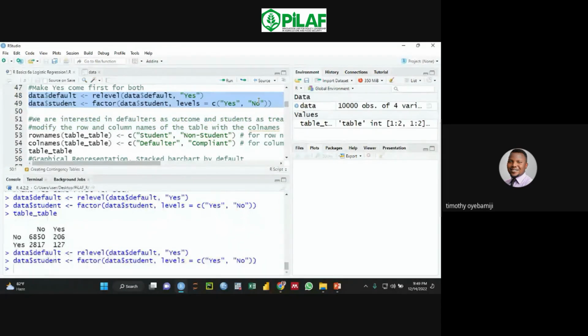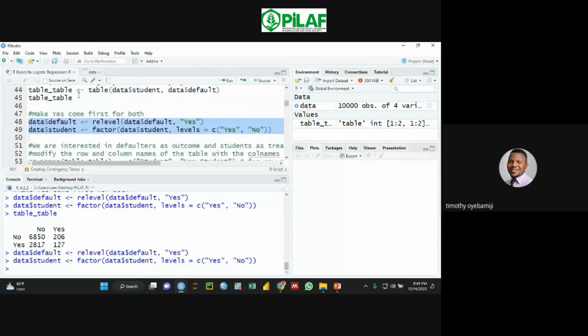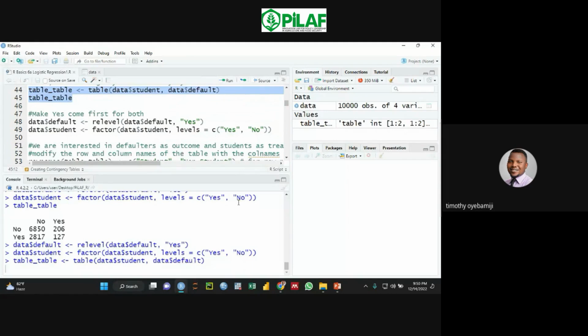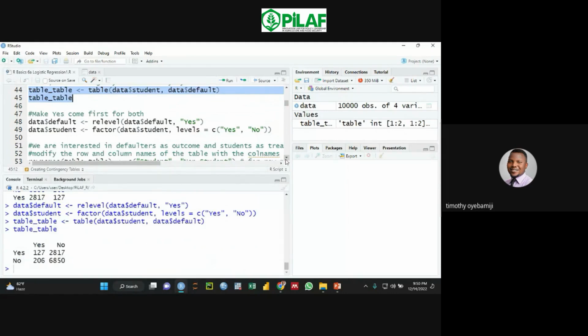Okay. Now, we still have the no yes and no yes. I just want to make sure that this is okay. All right. So now we have the yes come first for the row headers, and the yes come up first here as well. All right. So you can see 2817 here and 127. Then we have the 127 here and 2817 here as well.